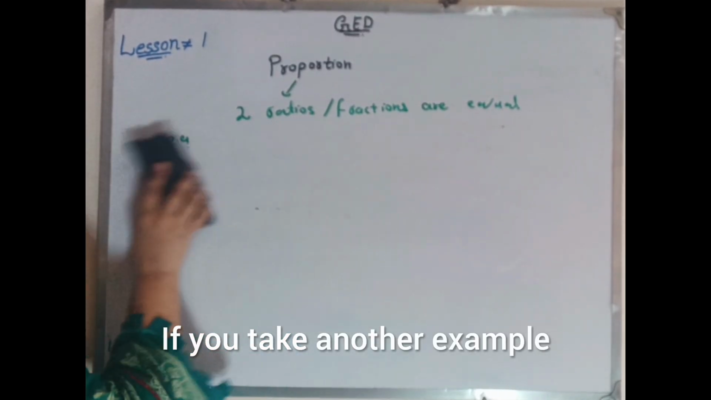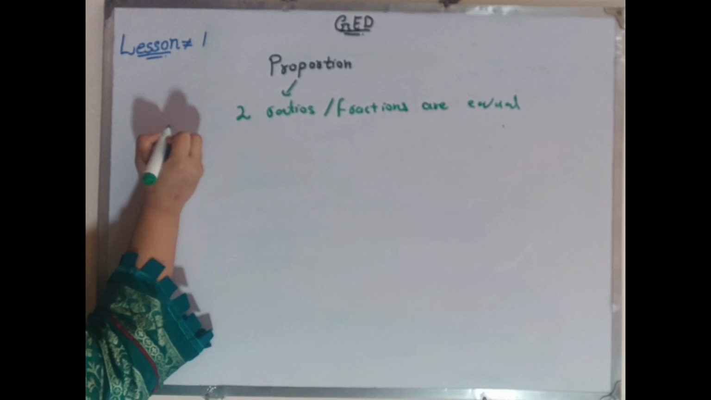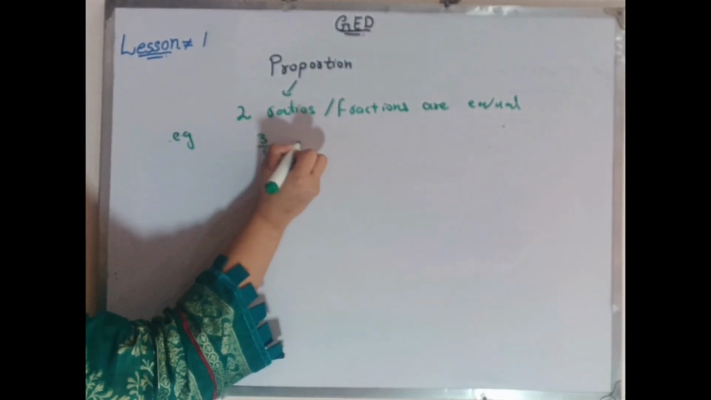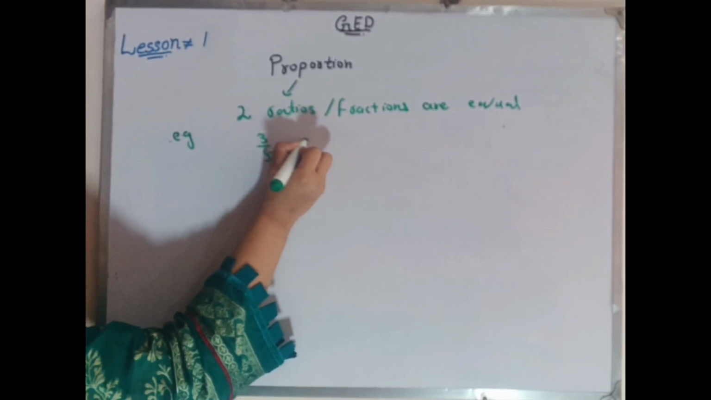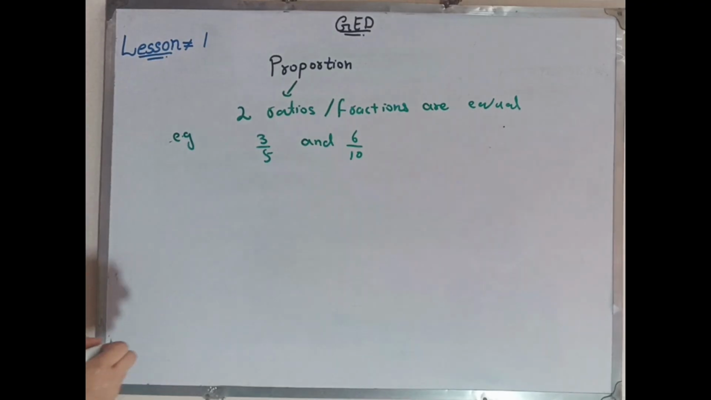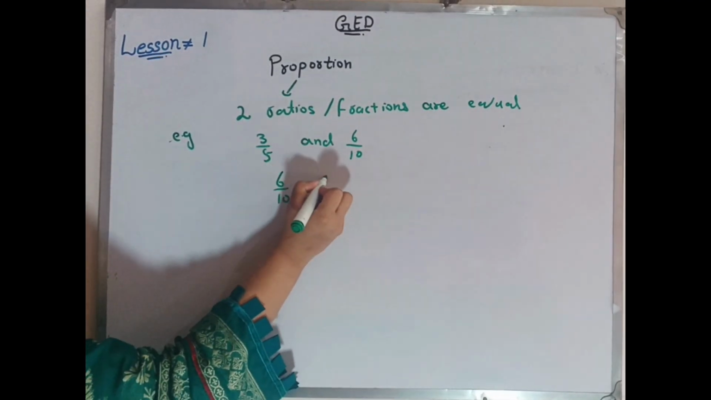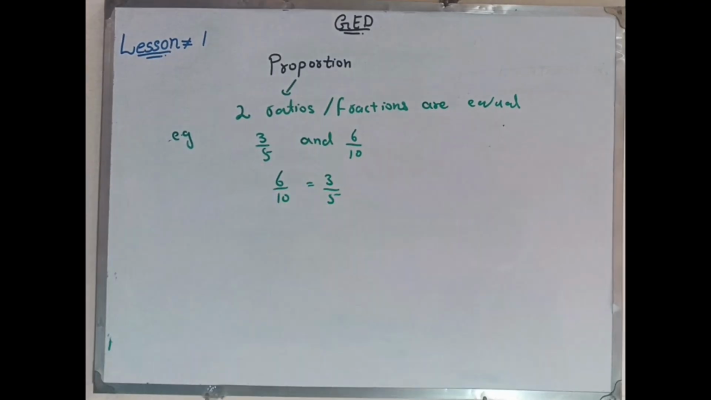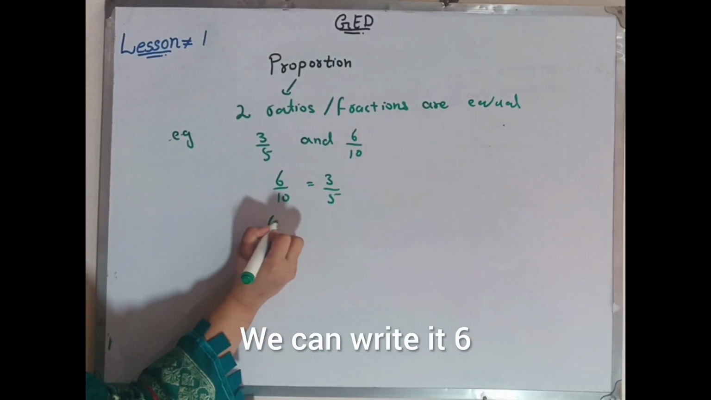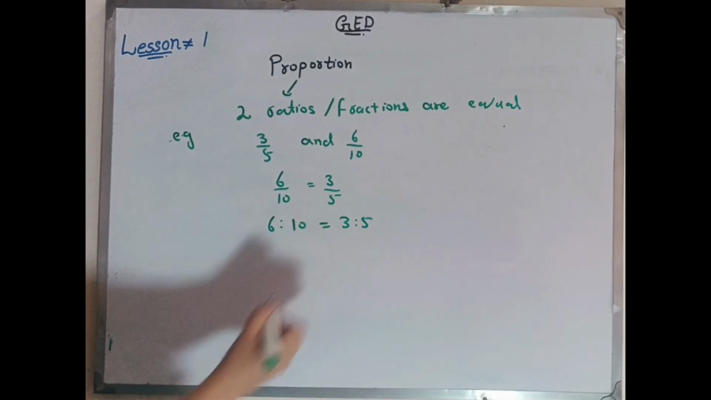If you take another example, for example, 3 over 5 and 6 over 10. Now simplify 6 over 10. It will become 3 over 5. Since both are equal, that's a true proportion. We can write it: 6 ratio 10 is equal to 3 ratio 5.